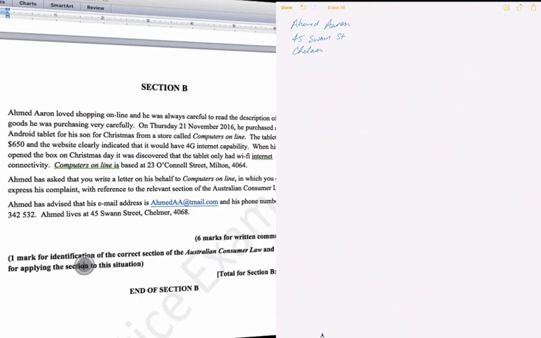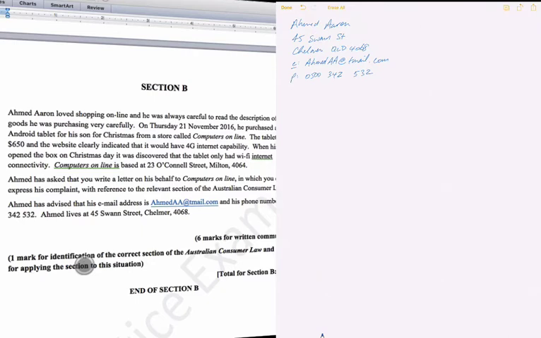So they live at Shelmer, Queensland, 4068. And I'm going to put the email address so that they can email me if they want to contact me that way. And I'm going to put my phone number here too so that they can contact me that way. That means they can get back to me however they would actually like.